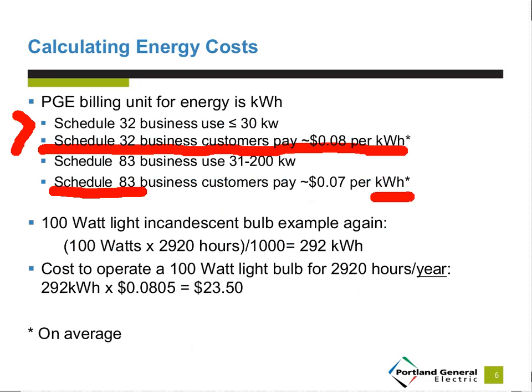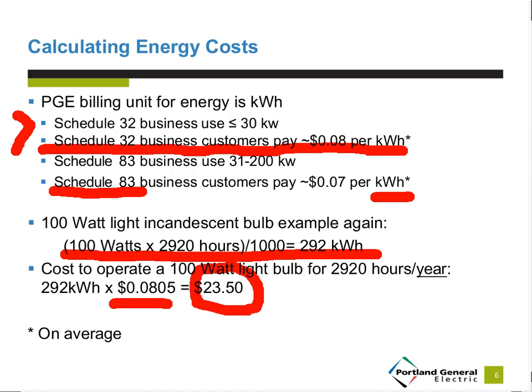So let's do the math. We already got this part with the kWh, how much it uses per year. And if we times that times the amount we charge per kWh for a small to mid-sized business customer to run that bulb all year long, it's going to cost $23.50 on average.